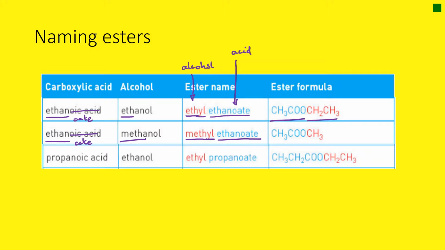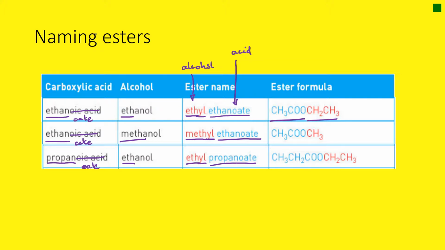Let's try another one. So this time we've got propanoic acid and ethanol. All right, so we start with our alcohol, eth. There's eth. We've added yl to it. It's ethyl, and then we move over to the acid. There's our propan. We get rid of the oic acid. We add oate. And we've got ethyl propanoate.